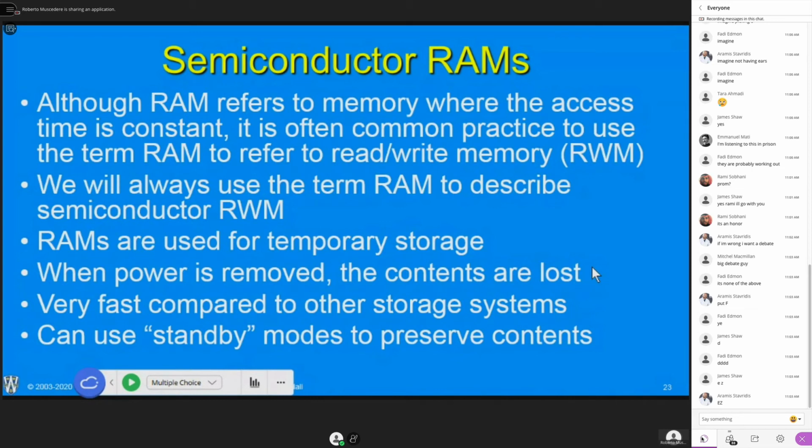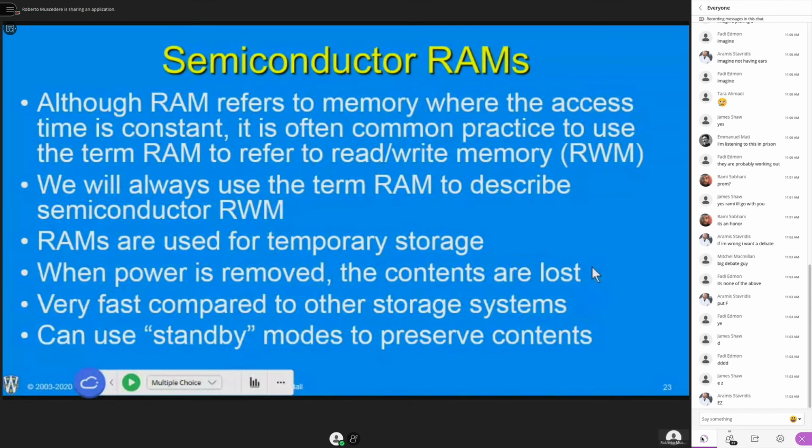They're used for temporary storage. So when the power is removed, the contents are lost. Now it's very fast compared to other storage systems. And when I say other storage systems, any auxiliary storage system, hard disk, solid state disks, whatever, tape, optical, right? So if we do need to preserve their contents, there's usually some type of standby mode to do that. And again, that's where we only power the memory system to remember that, and we can turn everything else pretty much off, right?